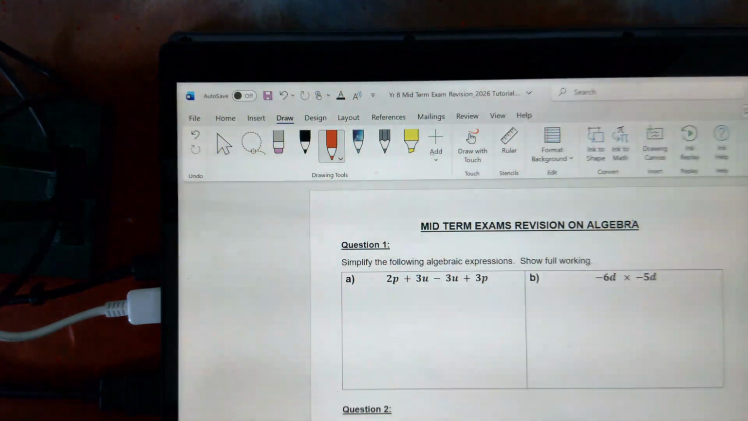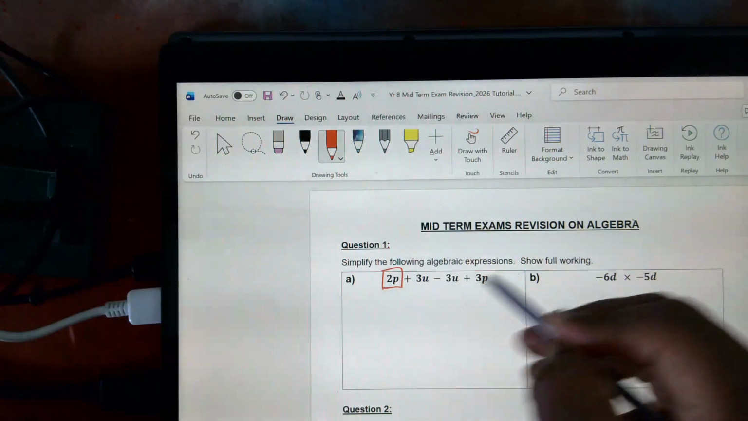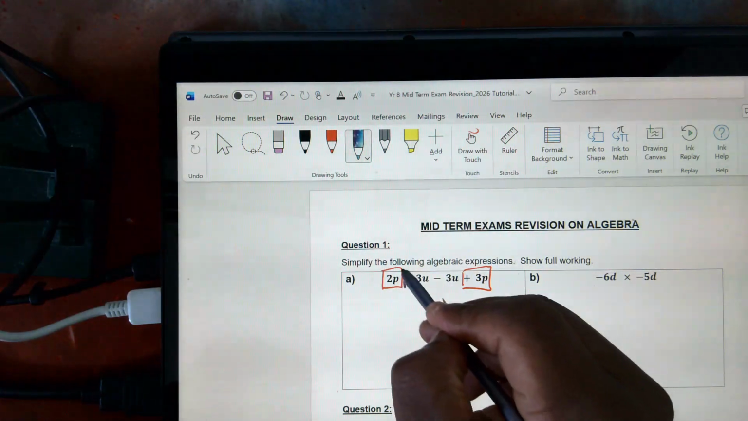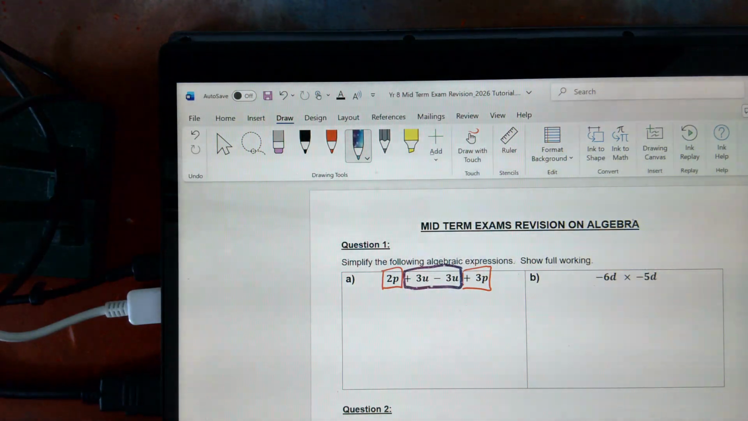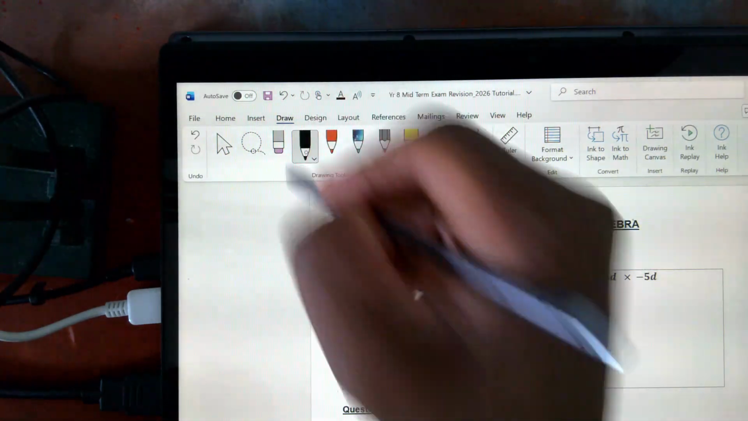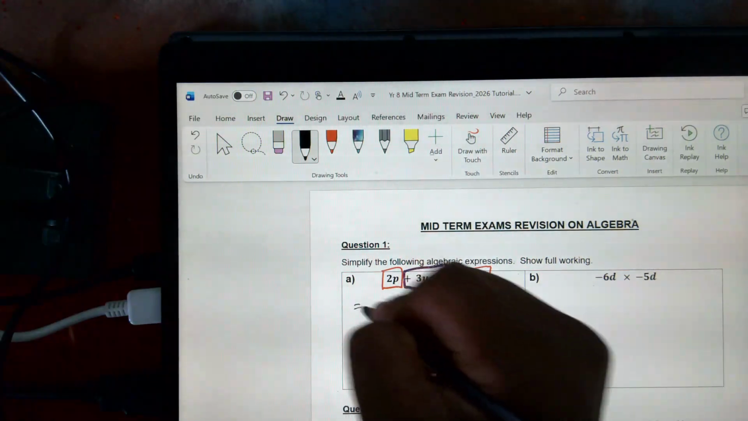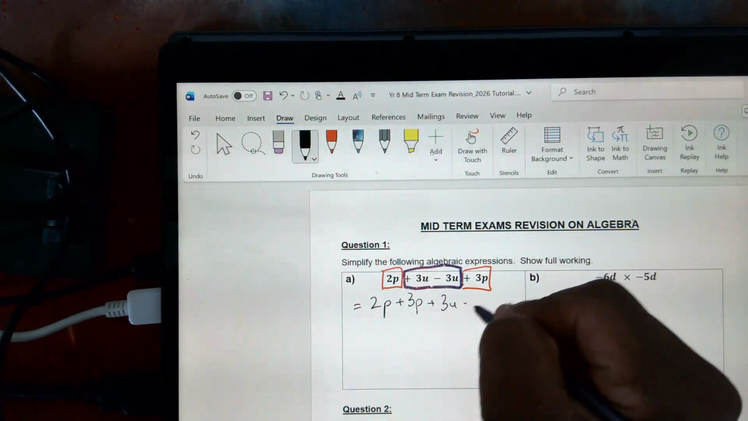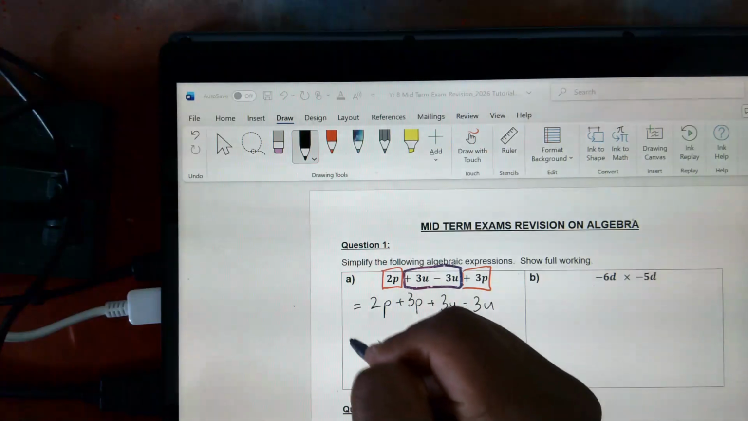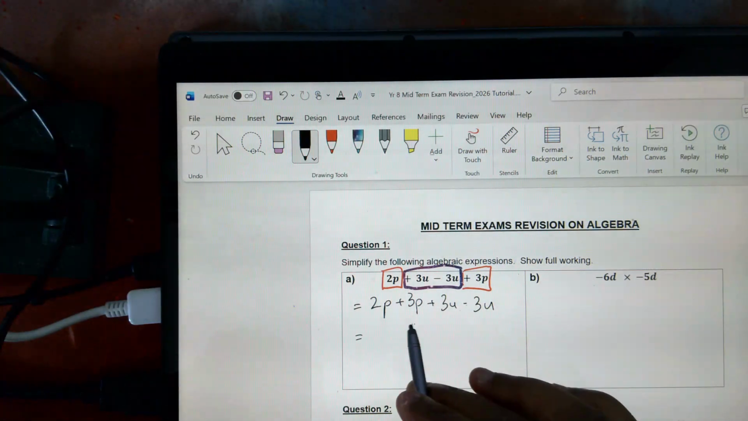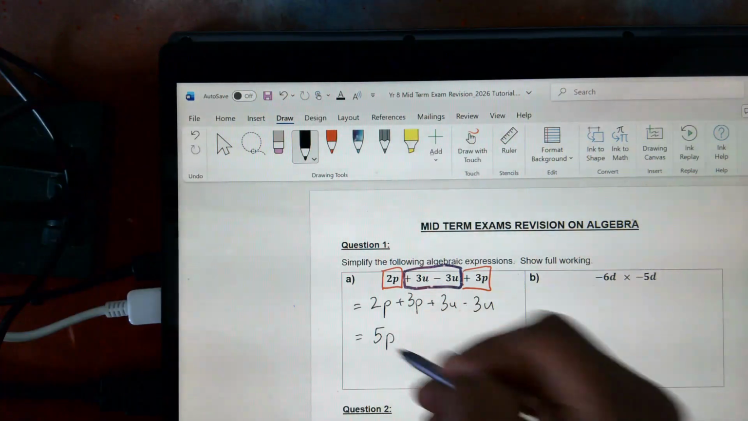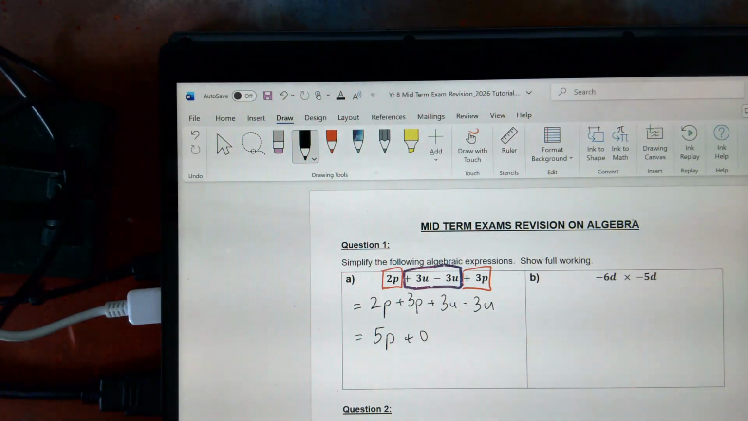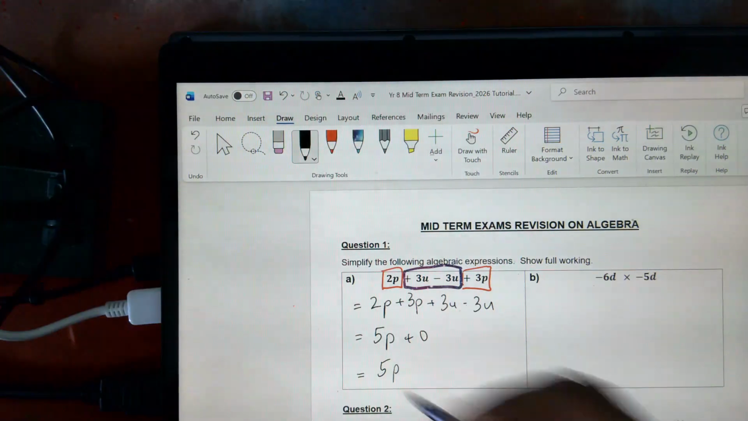Well, the first thing we need to notice is we've got like terms, so 2p and plus positive 3p are like terms, and we've also got the u terms in the middle. So I'm going to first write my like terms together: 2p plus 3p plus 3u take 3u. Here 2p and 3p added together makes 5p, plus 3u take 3u goes to 0, so really you have 5p plus 0, which is just 5p.